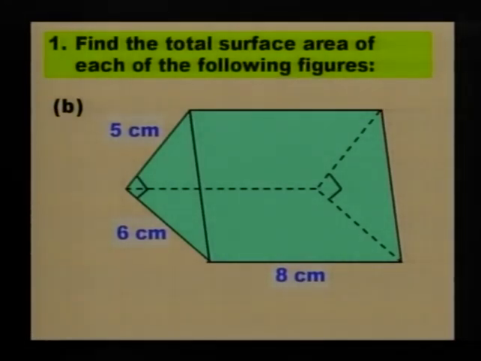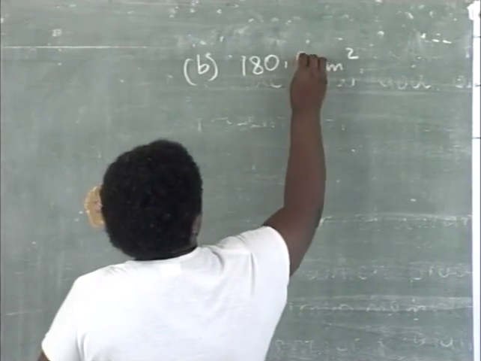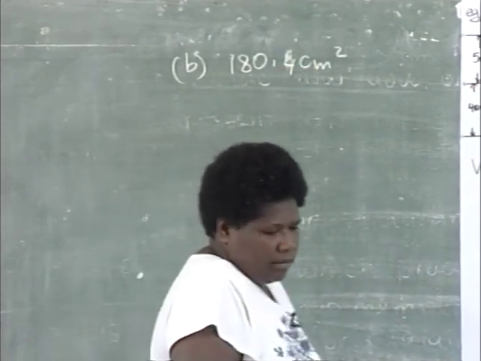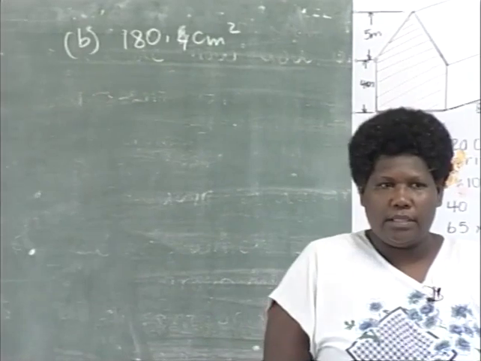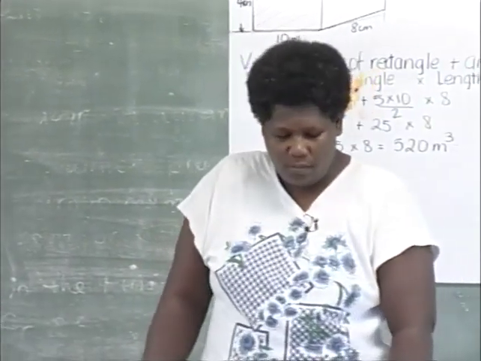So for letter B, Kiapin, can you give us your answer to letter B, please? And if someone disagrees, just put your hand up and then we can have another answer. 180, sorry. Okay, 180.4 square centimeters. Anyone disagrees with that? No?